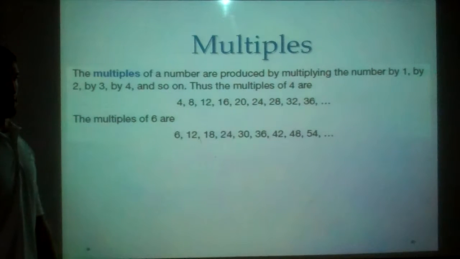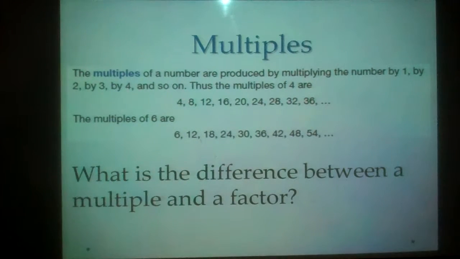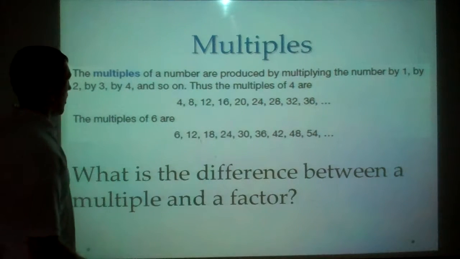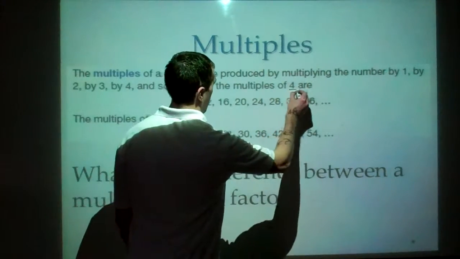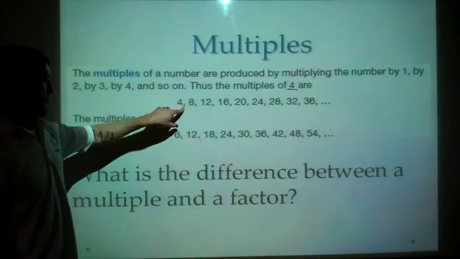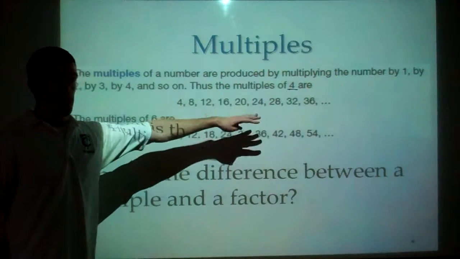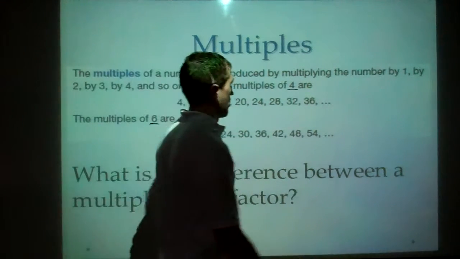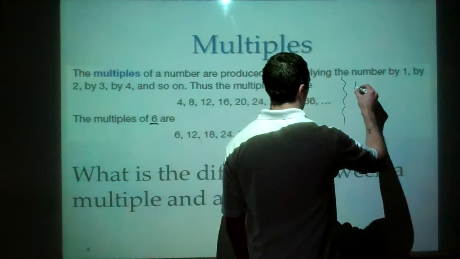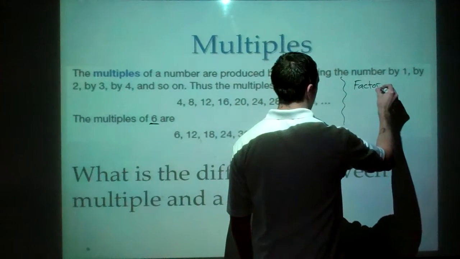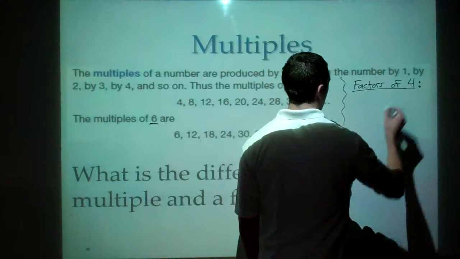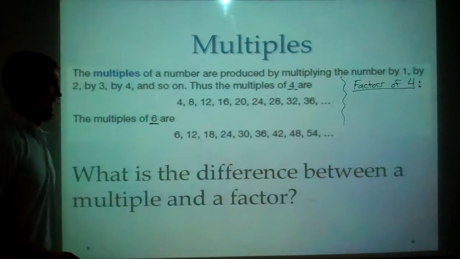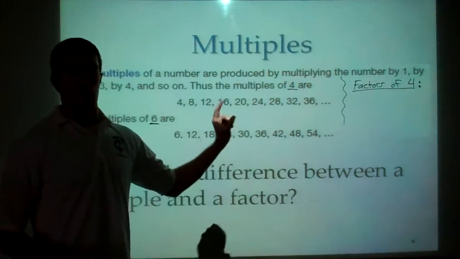So what's the big difference here between a multiple and a factor? Difference between multiple and factor. Alright, well, let's take the numbers 4 and 6. Now we can see here that the multiples of 4 are all of these and keep going on. Now the factors of 4 are different. Factors, remember, are the things that can divide 4 evenly.